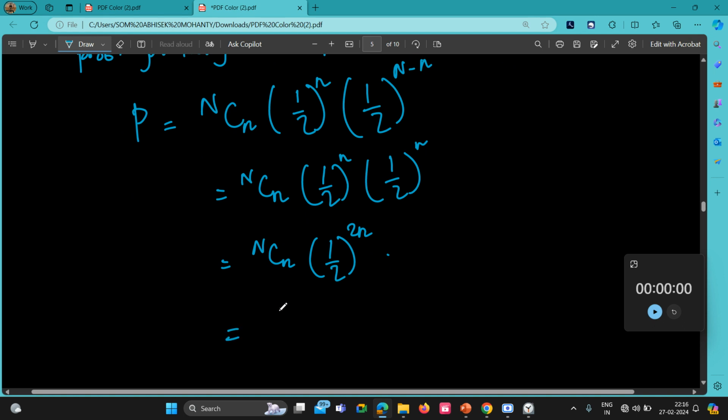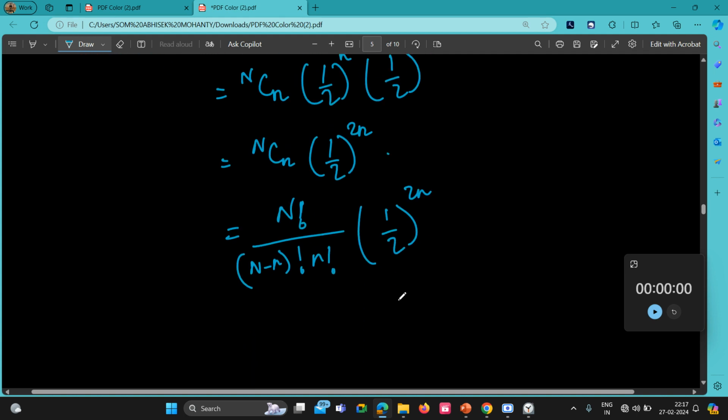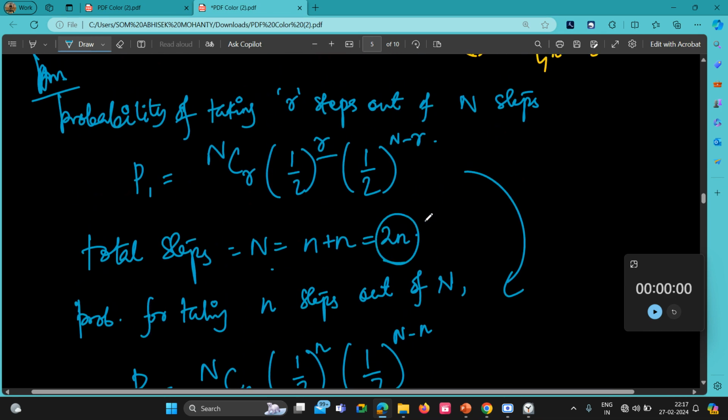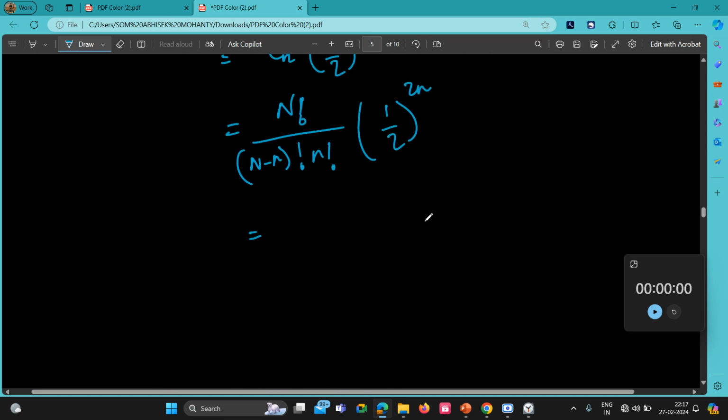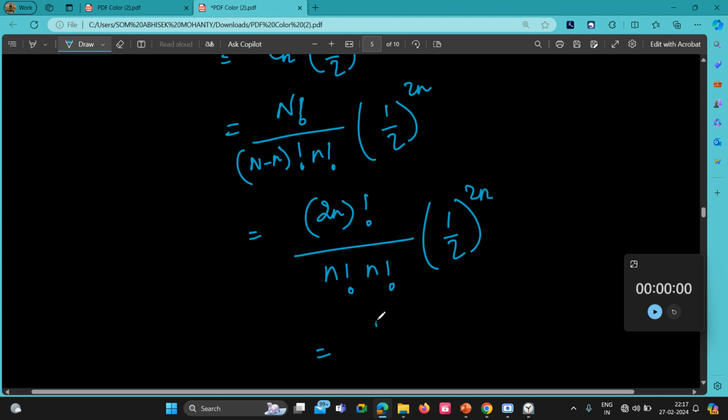nCn I can write as n factorial divided by (n minus n) factorial into n factorial, into half to the power 2n. And n can be written as 2n, so I will write 2n whole factorial divided by n minus n is 0 factorial into n factorial, into half to the power 2n. So that is 2n whole factorial divided by n factorial square, into half to the power 2n. Is it alright? That is the answer.